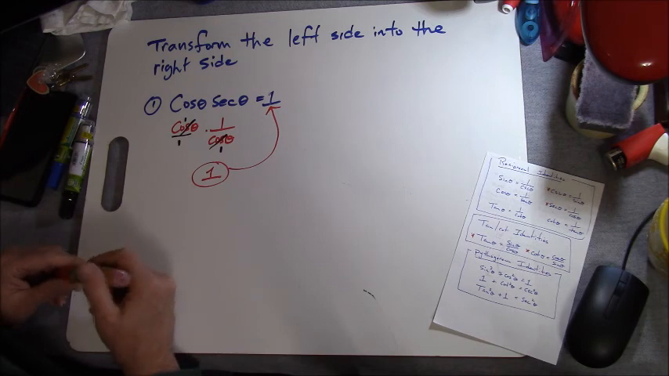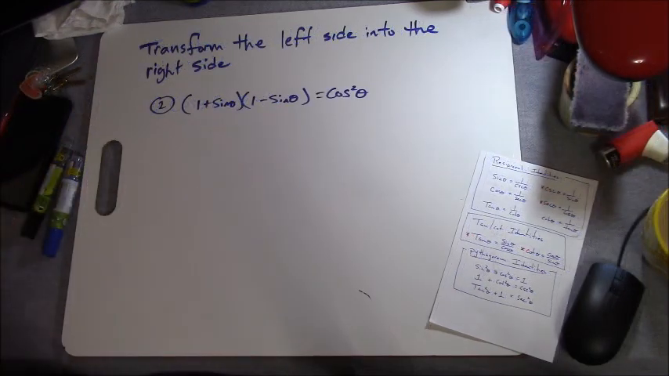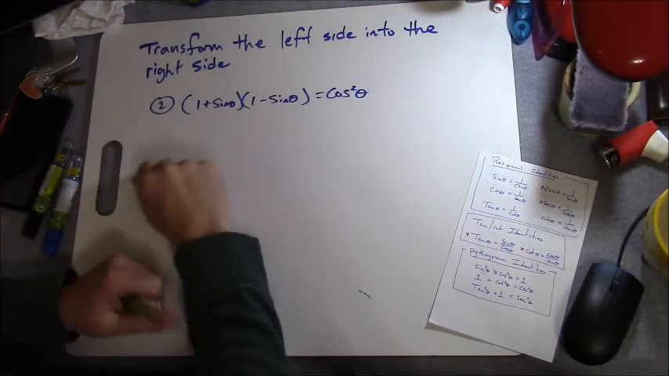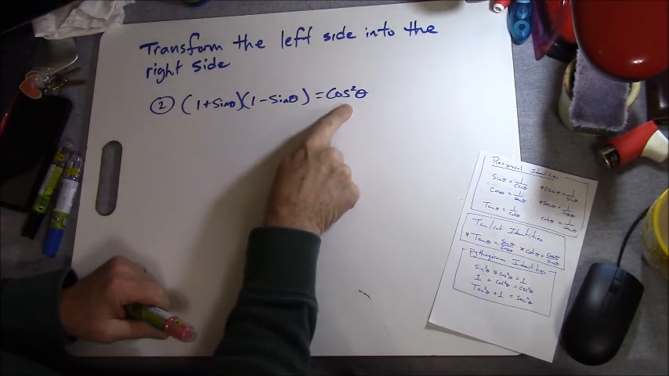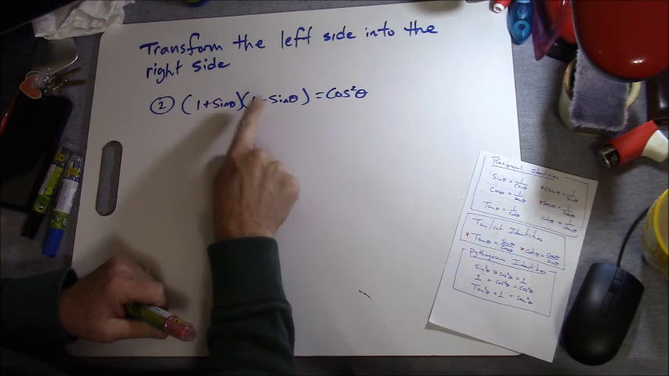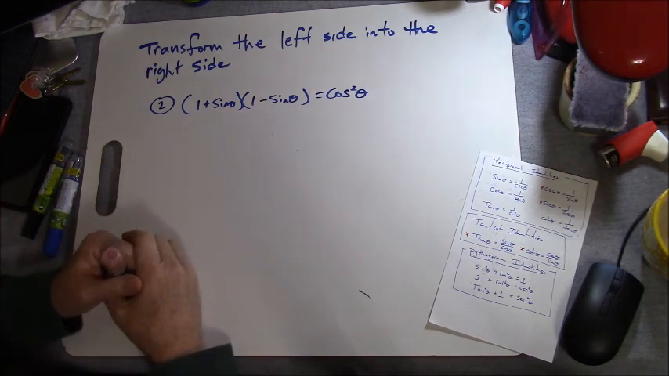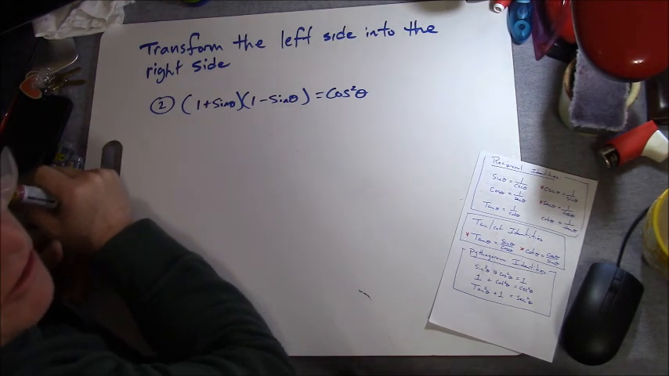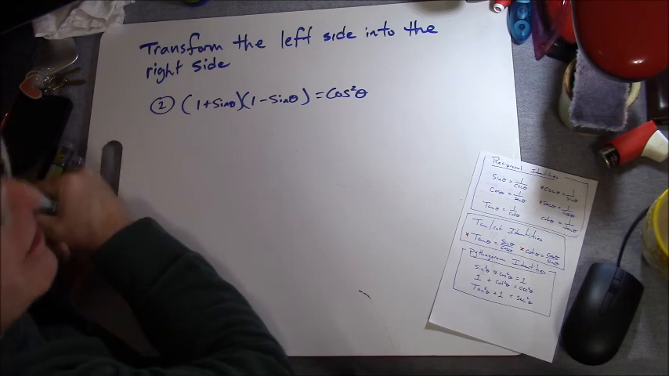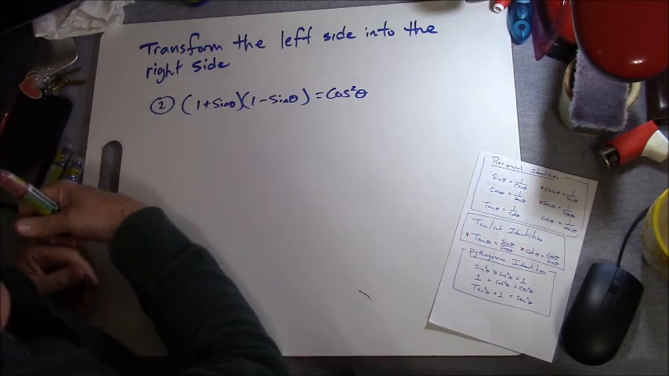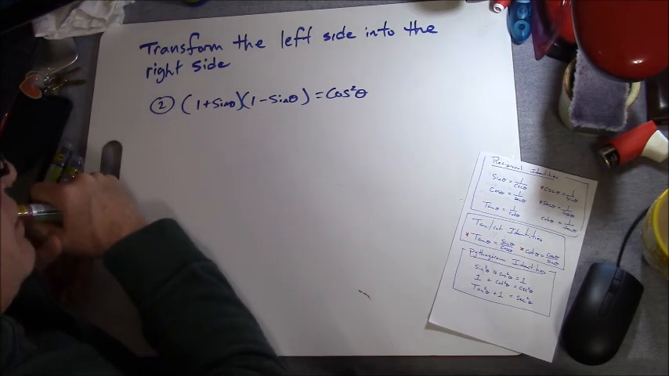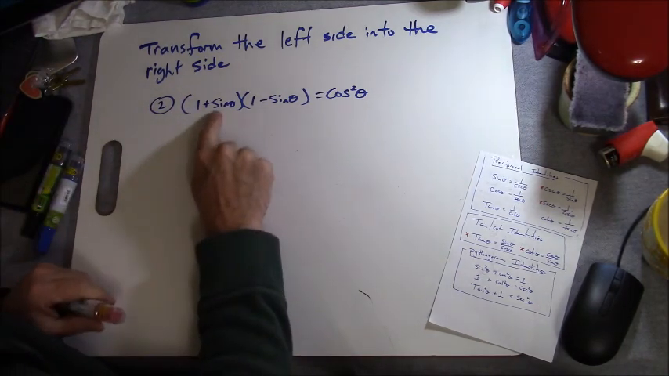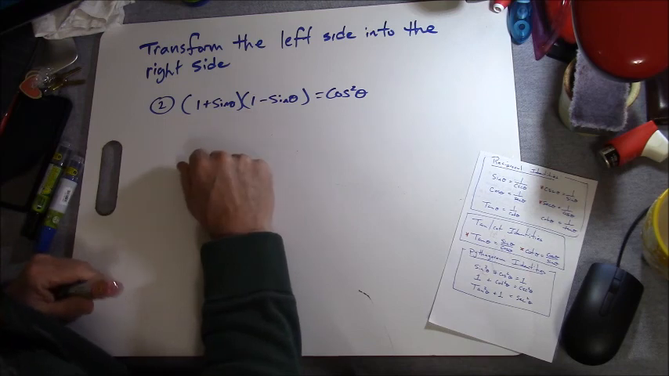All right, let's try another one. All right, so here's another one. We're trying to transform the left side into the right side. Make this look like that. Well, if you look at this and you go, I'm stuck, I don't know what to do, well, that means we should change to sines and cosines. Well, that's not very helpful this time, right? We already have sines and cosines. So the only other thing is, really, let's just multiply it out and see what happens.